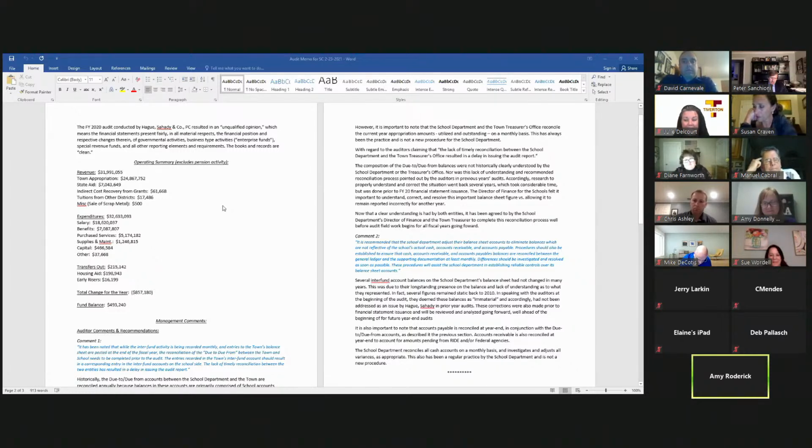The total change for the year is the $857,180, which I believe I also showed on the fund balance report for you for FY20. And our ending fund balance is the $493,240. So before I go into the management comments, I'd see if there are any questions.